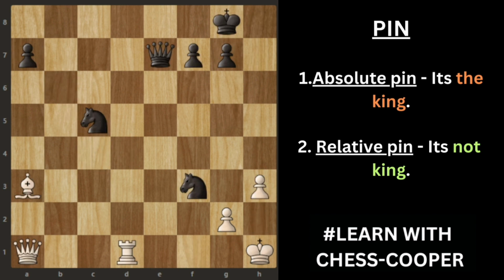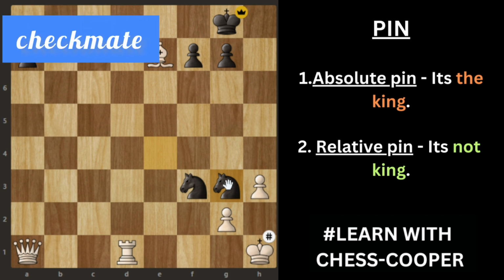For example, in this position, the bishop on a3 is pinning the knight on c5, and this is a case of relative pin because it's not the king but the queen. And here, as I have told earlier, in a relative pin, the pinned piece can move under certain special cases. In this case, the knight on c5 can move, although white can take the queen. But if black can achieve something bigger than the queen, then he can do that. Just like in this case, it's a checkmate.